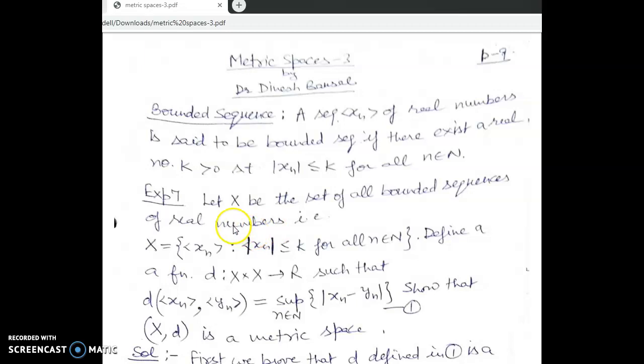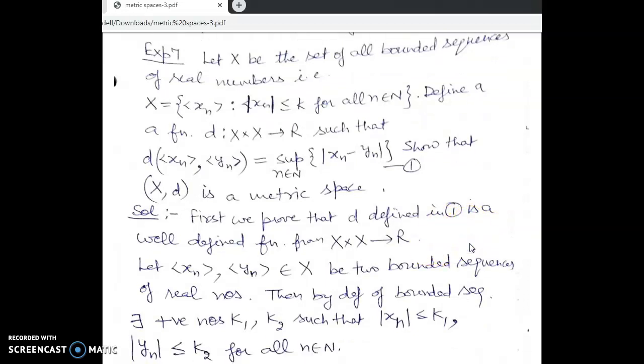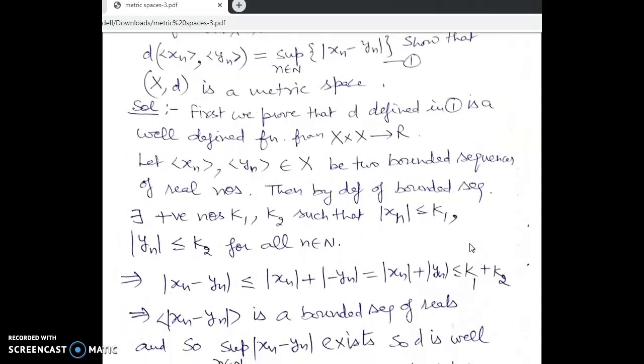Now example 7. Let X be the set of all bounded sequences of real numbers. Then we define a metric function d from X cross X into R such that d of (xn, yn) is equal to the supremum of mod of xn minus yn. Then show that (X, d) is a metric space. First we prove that d defined in 1 is a well defined function, meaning the value of d is finitely defined by this formula.